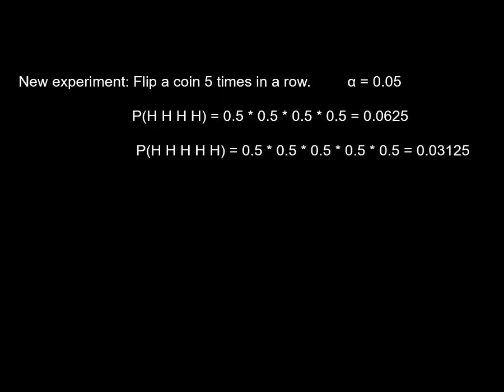With 5 flips, the probability of heads all 5 times is 0.03125. Now that is well below our alpha. Well, I shouldn't say well below. It's barely below. So if that happened, I could actually reject my null hypothesis that the coin was fair and conclude that it was indeed biased to come up heads.